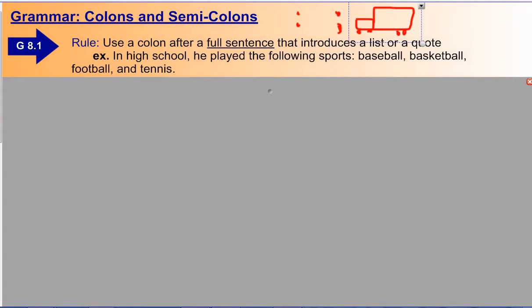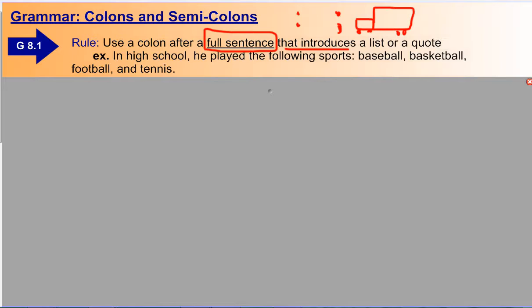First rule, 8.1. Use a colon after a full sentence that includes a list or a quote. Here's the big clue. It is after a full sentence that is meant to introduce this list or this quote. So in high school, he played the following sports. I could stop right there, and what we have in front here is a full sentence.